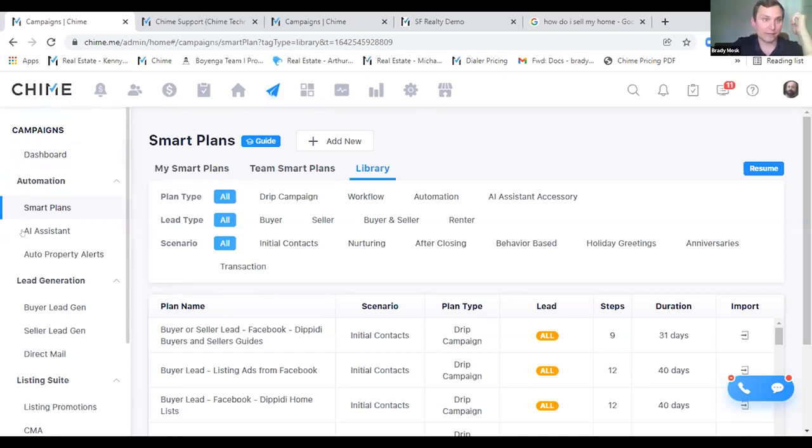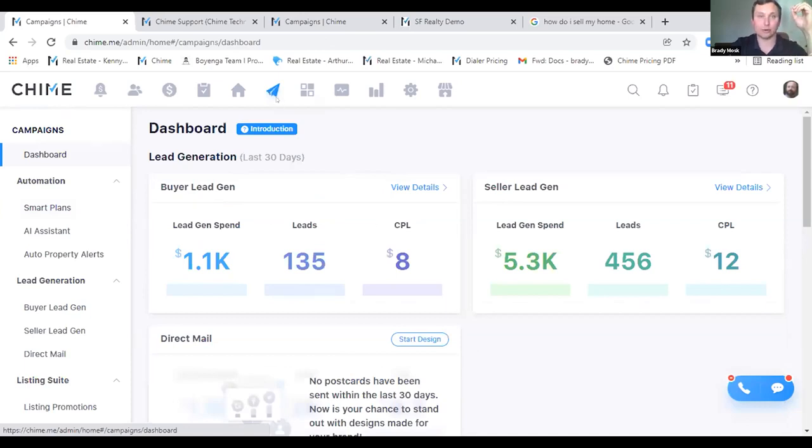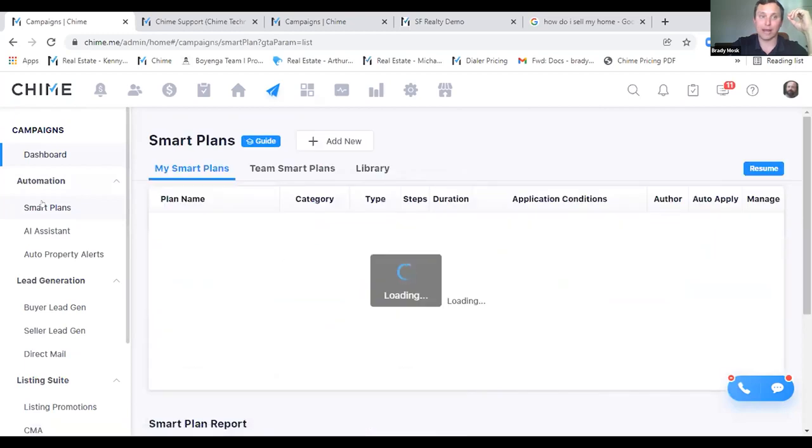So those three areas are covered right over here on the left-hand side under this paper airplane icon, your campaign planner in Chime. If you'd like to learn more about what the options look like there, go to this paper airplane, come down to your automations, and start off by looking at what the drip campaigns are all about.